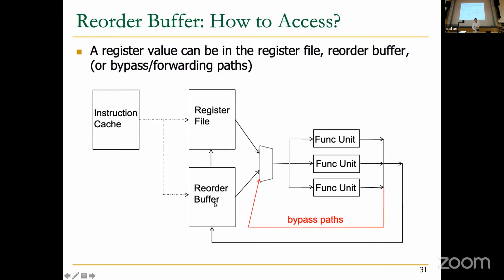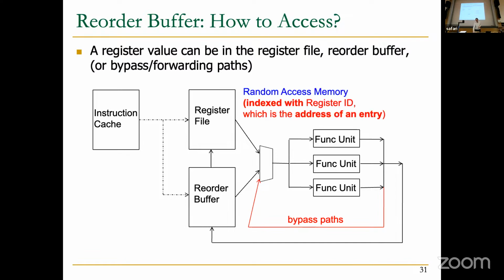So register file. Let's take a look at how you access register files. I'm going to introduce multiple concepts over here, which is interesting. By complicating the machine, we're actually tackling multiple different things. So register file is, you index the register file with a register ID, which is the address of an entry. You know this from the instruction decoding, right? This is called random access memory, which is good.